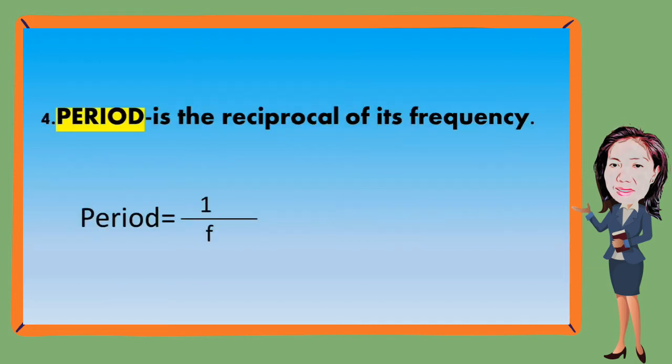Okay, period. The period is another characteristic of wave. This is the reciprocal of its frequency. So let us say ang frequency niya is 3. The number of compressions or crest is 3. And then the reciprocal of that is 1 over F. So 1/3. That's the period. The reciprocal of frequency.